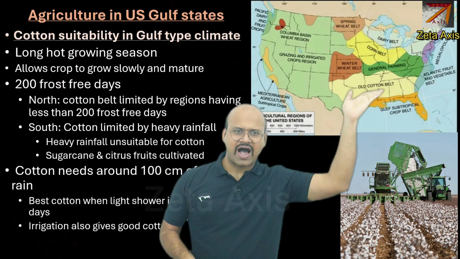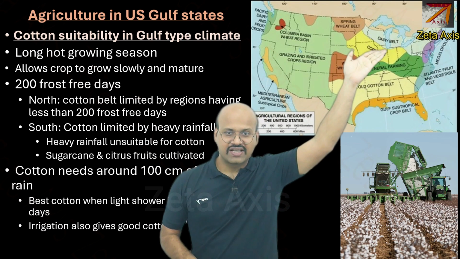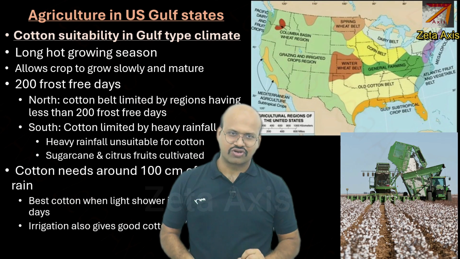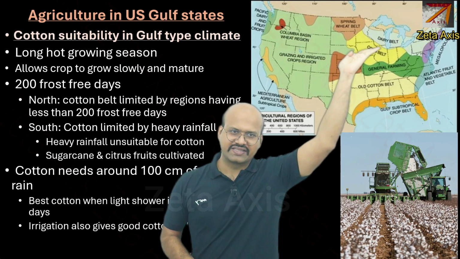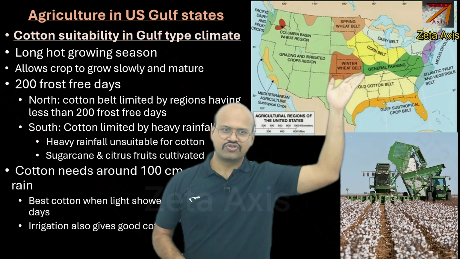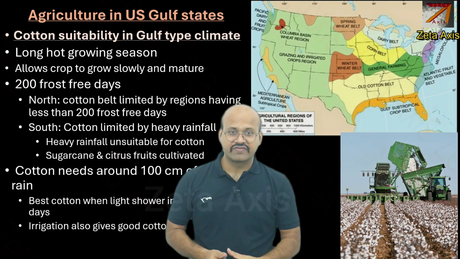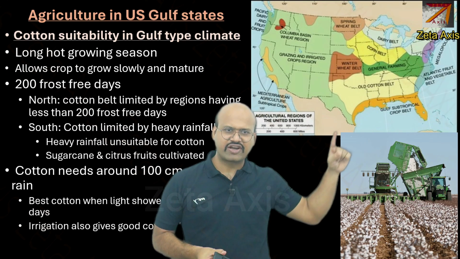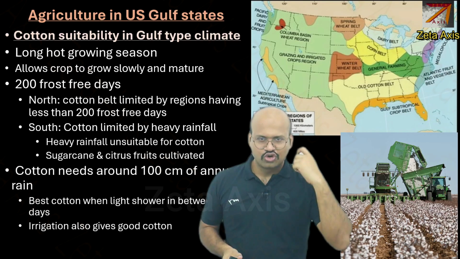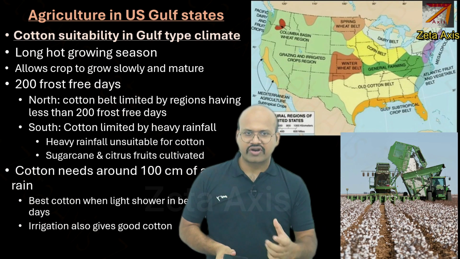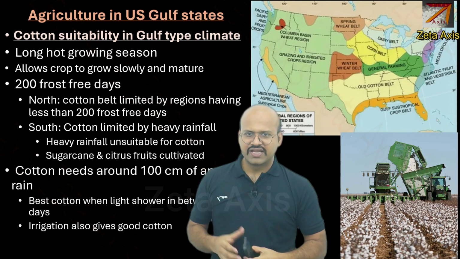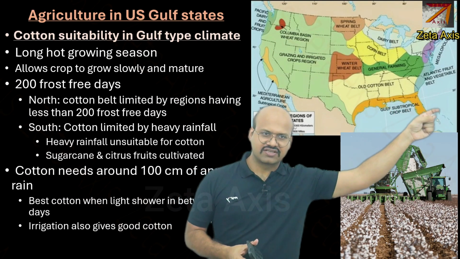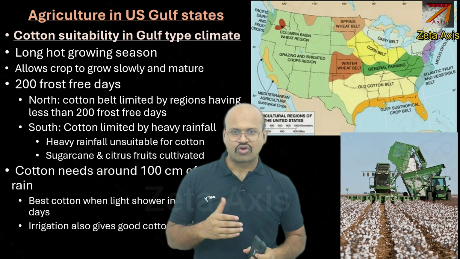If you go higher in the northern region, you will see that there are less than 200 frost-free days, which is harmful to the crop. Therefore, the crop is not grown on the northern side. There is a line above which you will not see cotton grown because the frost-free days are less than 200. And in the south, right on the coast, you will see that the rainfall is too heavy for cotton cultivation. The heavier rainfall will harm the cotton produce. Therefore, in the region just adjacent to the coast, you will not see any cotton farming.